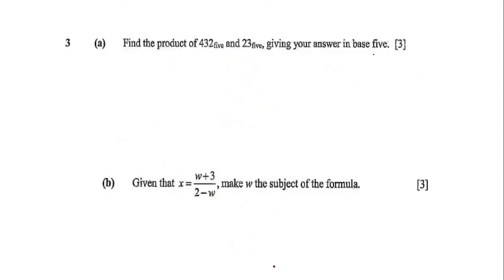Question 3a. Find the product of 4325 and 235, giving your answer in base 5. All right, base 5. So we are multiplying 432 with 23. Okay, so that's what it is multiplying with. All right, so let's multiply and see what we're going to come up with.